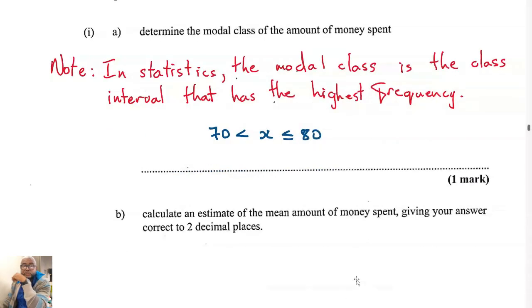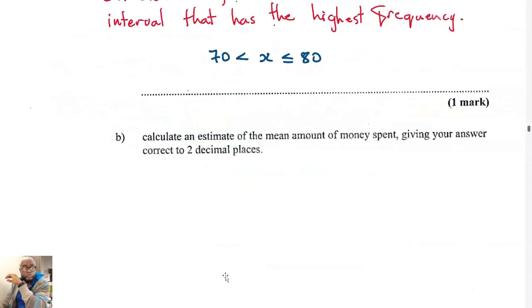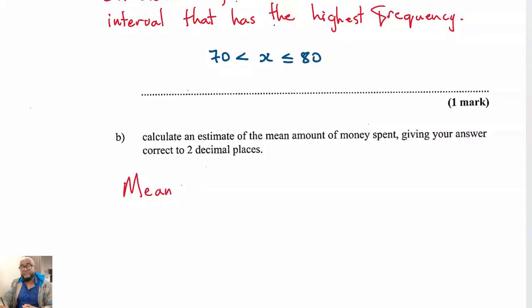Right. So calculate an estimate of the mean amount of money spent, giving your answer correct to 2 decimal places. All right, in red. Now we write in these definitions and these formulas over and over again in the hope that it will stick. Right? We need it to stick. So we're going to write our mean formula. They want us to find mean.